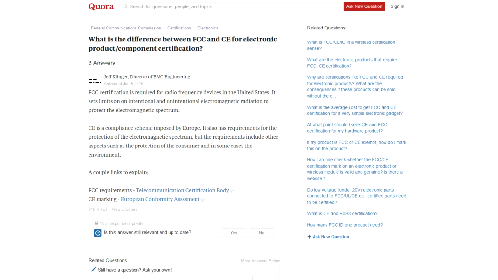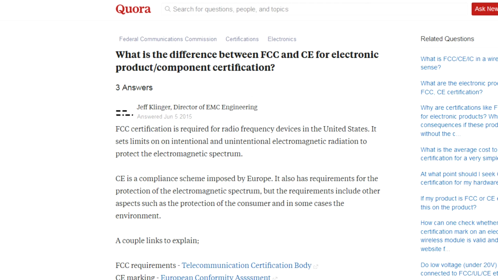FCC certification is required for radio frequency devices in the United States. It sets limits on intentional and unintentional electromagnetic radiation to protect the electromagnetic spectrum. CE is a compliance scheme imposed by Europe. It also has requirements for the protection of the electromagnetic spectrum, but the requirements include other aspects of the protection of the consumer and in some cases the environment, and a couple of links to explain.